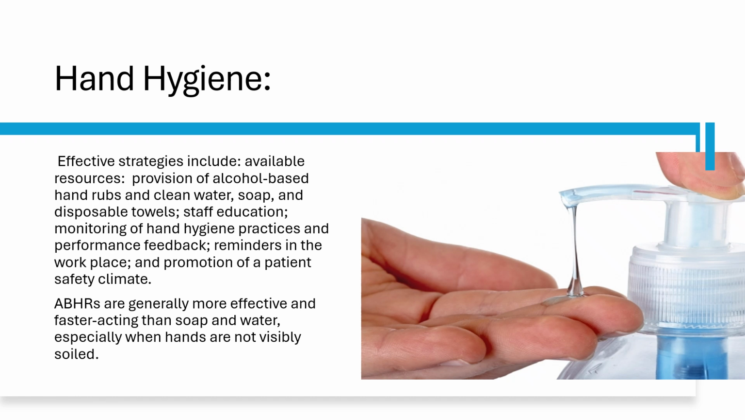There are various factors which affect hand hygiene practices. For example, unavailable resources, provision of alcohol-based hand rubs and clean water, soap and disposable towels, staff education, monitoring of hand hygiene practices and performance feedback, reminders in the workplace, and promotion of a patient safety climate. Alcohol-based hand rubs are generally more effective and faster acting than soap and water, especially when hands are not visibly soiled.